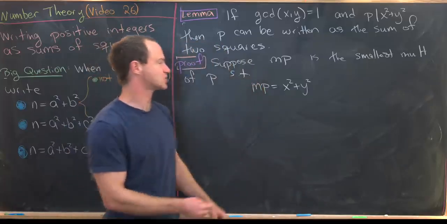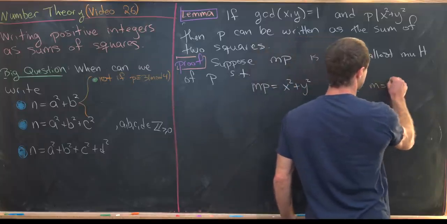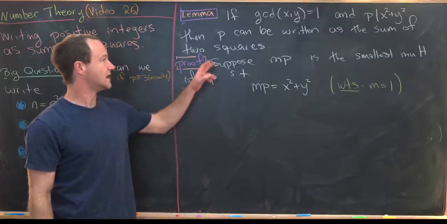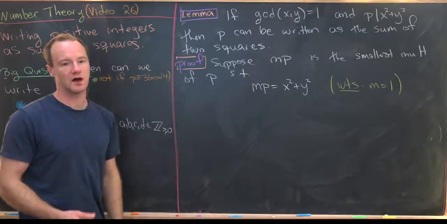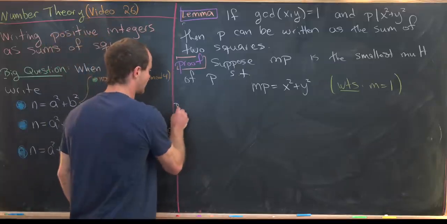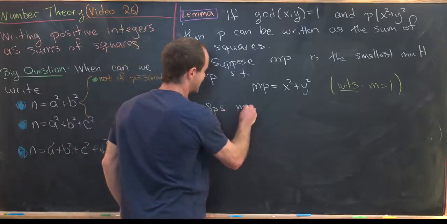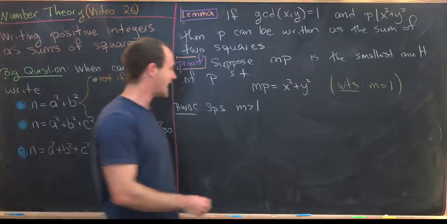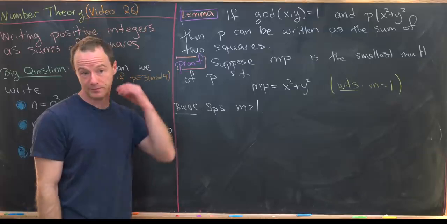So obviously what we're trying to get out here is that m is equal to 1. Because if m were equal to 1, then p could be written as the sum of two squares, but that's the goal of this lemma. Okay, so let's, by way of contradiction, suppose that m is bigger than 1 and see what goes wrong. So now what we'll do is take the residues of x and y mod p.